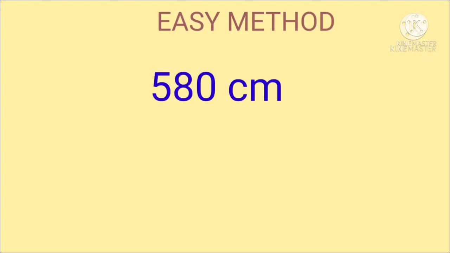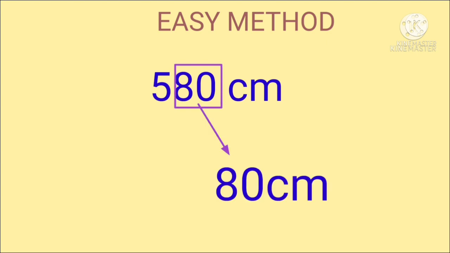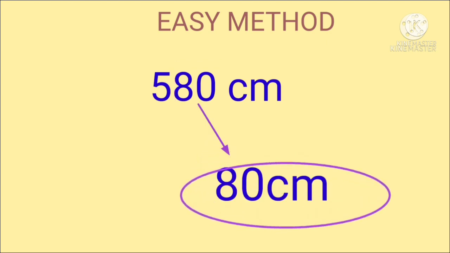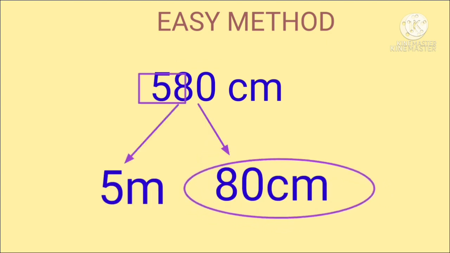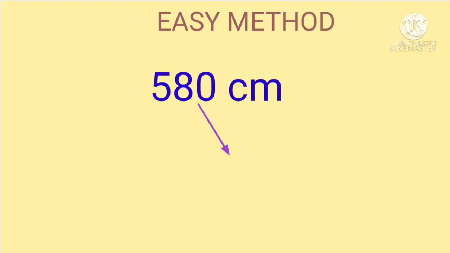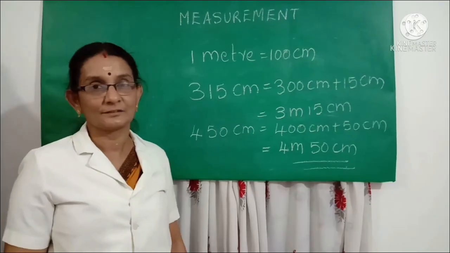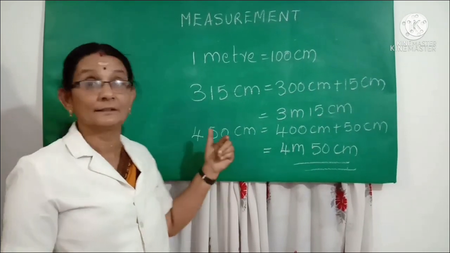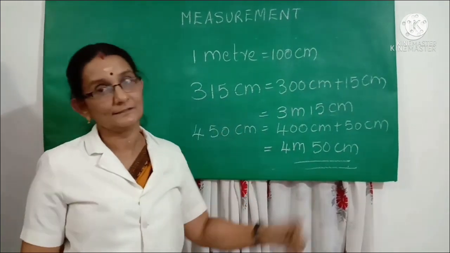Now, let us see an easy method for conversion. 580 centimeter can be converted into meter and centimeter in this way. The last two digits 8 and 0 form the centimeter and the rest of the digits form the meter. So we have 580 centimeter is equal to 5 meter and 80 centimeter. In this way we can convert centimeter into meter and centimeter.